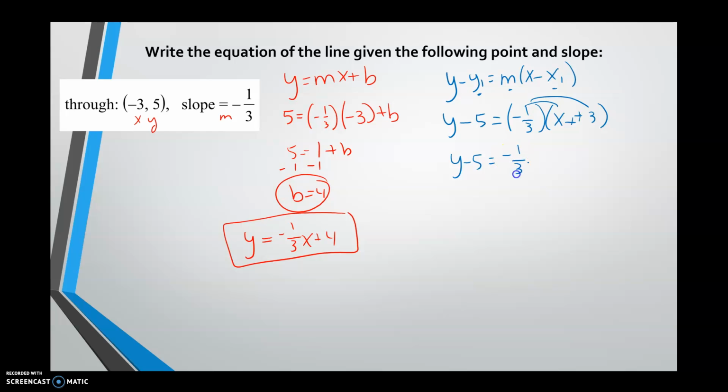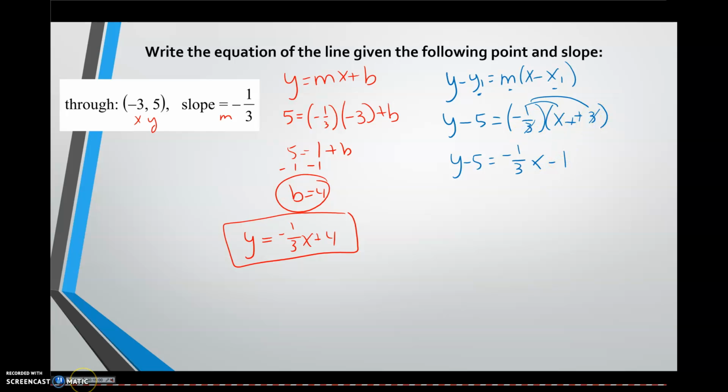be negative 1/3 x. Negative 1/3 times a positive 3 is going to be a negative 1, because the 3's will be able to cancel with one another. So now I'm going to add 5 to both sides. And I get y is equal to negative 1/3 x plus 4, which is the exact same thing that we got from our other equation.